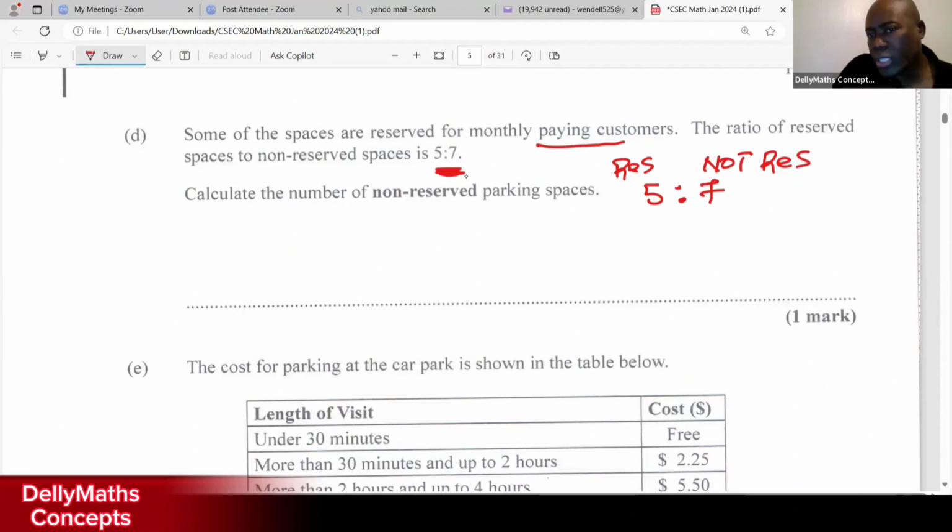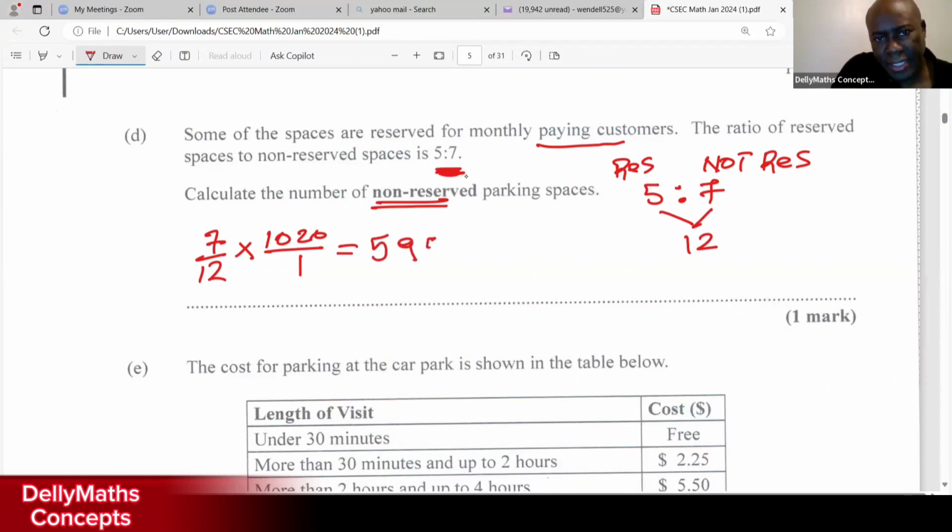So we're talking about representing the total. If we add this, we're getting 12, right? So the 5 plus the 7, that's 12. So we want to represent 7 out of the 12, and we want to multiply this by 1,020. So this would have been non-reserved, the 7. So it's 7 out of a total of 12. And then we could simply work this out, and we're getting 595 parking spaces that were not reserved.